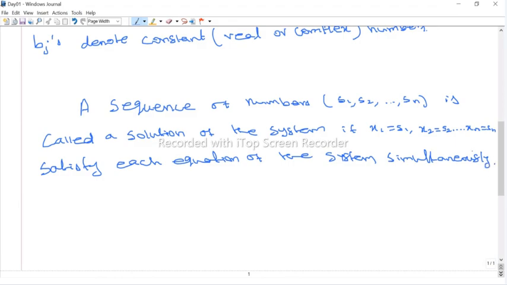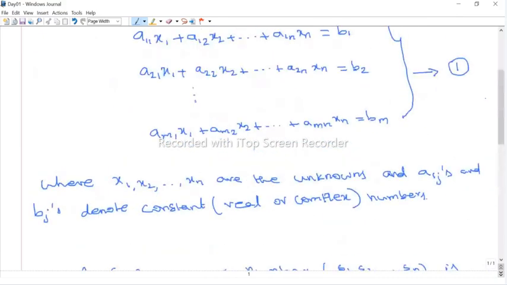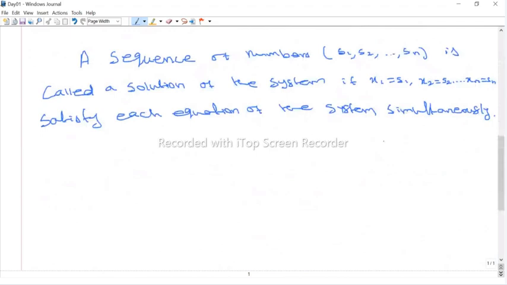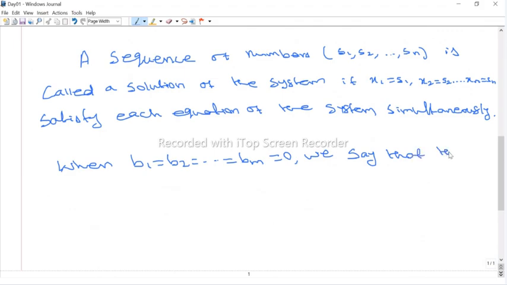Now suppose we look at the system of equations where all the values on the right-hand side, b1, b2, etc., bm, are 0. Then this system is called a homogeneous system. So a homogeneous system means the right-hand side constants are all 0. When b1, b2, etc., bm are all 0, we say the system is a homogeneous system.